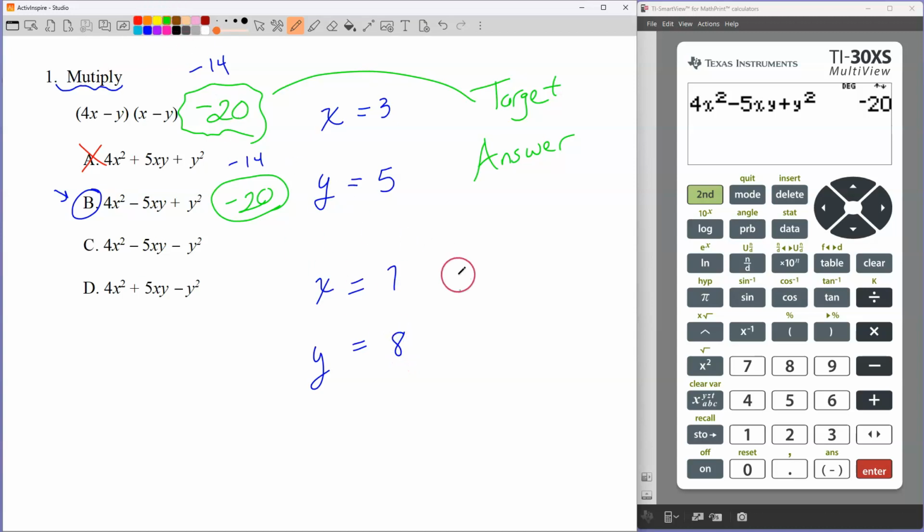right? So if you do this by hand and you plug in 7 and 8 for x and y, here and here and here and here, you'll get a negative 20, and you'll also get a negative 20 here. You'll get different target answers depending on what you choose for x and y. That's okay. The point is you'll still get the right answer of B each time. Doesn't matter what you pick for x and y. Hope that cleared some things up. Let's go to question 2 for some more practice.